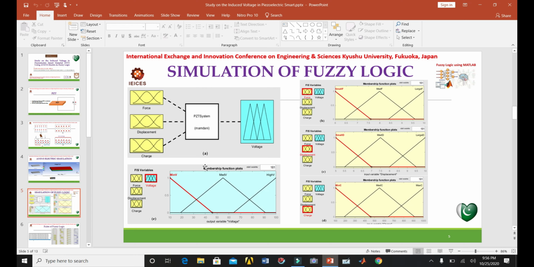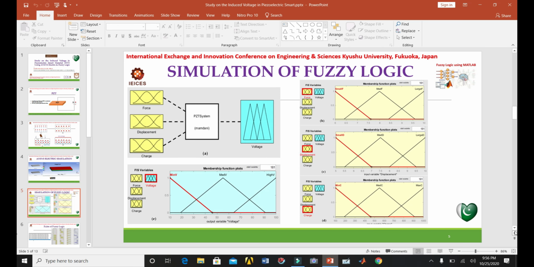So in this study we have considered the MATLAB fuzzy logic technique because still no one has used this simulation method for PZT material. In this simulation I have considered 3 inputs: force, displacement, and charge, and one output, the voltage. For the membership functions, the ranges are set. For the force, I have set 6 millinewton to 10 millinewton. For the displacement, 5 millimeter to 10 millimeter. For the charge, 100 millicoulomb to 1000 millicoulomb. And the voltage is set from 1 millivolt to 100 millivolts for potential difference.